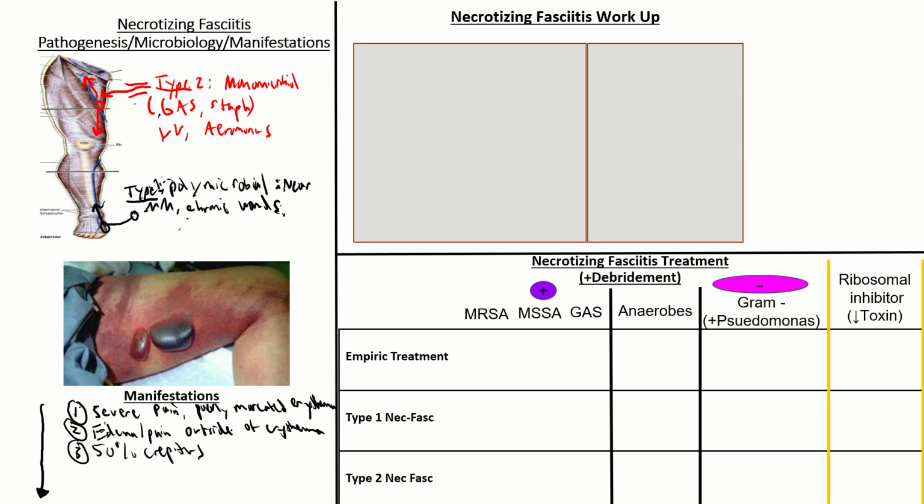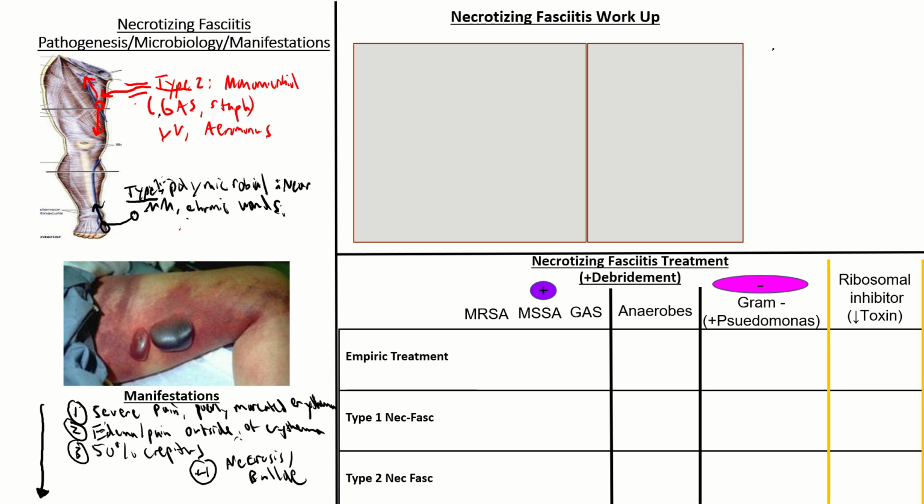Last one that is going to be a little bit less common is local skin manifestations. There may be toxin production with necrosis. There may even be bullae formation as well. These are relatively specific but less sensitive for necrotizing fasciitis.